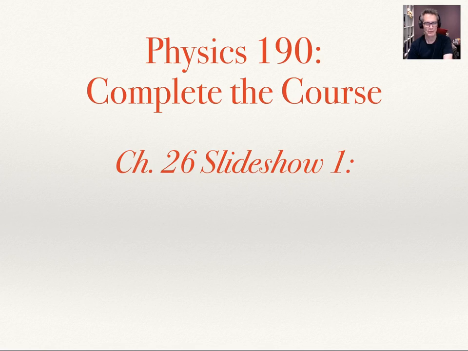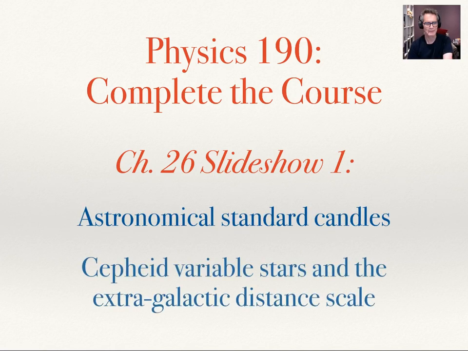So for chapter 26, I'm going to post 2 or 3 slideshows, not covering all the topics in chapter 26, but some of the key ones. And in this video, I'm going to cover astronomical standard candles and Cepheid variable stars and the extragalactic distance scale. So here we go.